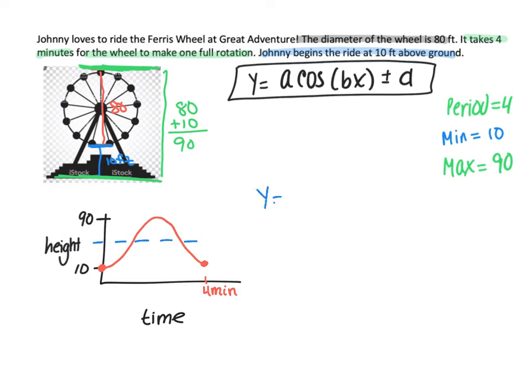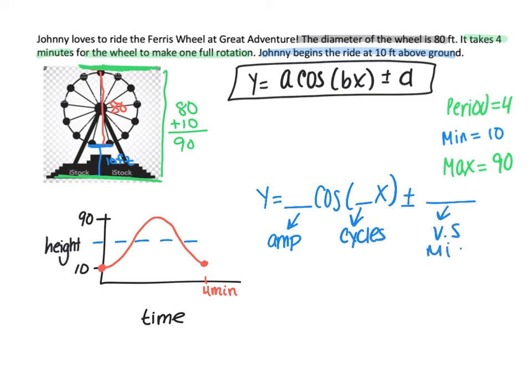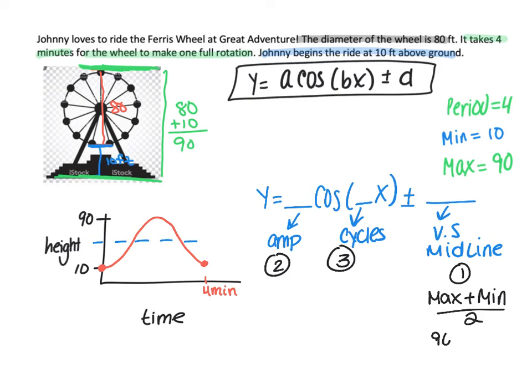So we have y equals something cos something x plus or minus d. So again, this is my amplitude, this is my cycles, and this is my vertical shift or my midline. And we always start here first. We find the midline, then the amplitude, then the number of cycles. So my midline is the max plus min divided by 2. In this case, the max is 90, the min is 10. Add them up and divide by 2, you should get positive 50. So you can go ahead and change that to a plus 50.